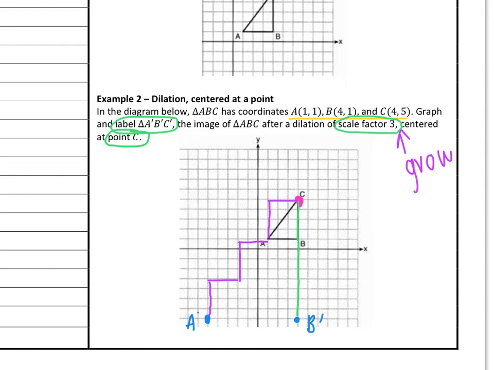And you might be asking, well, Miss Wesley, what about C? Where's C prime? Well, if I'm dilating around C, C is going to stay right where it is. Because if it's on my center of dilation, I can't change it. It's just going to have to stay.